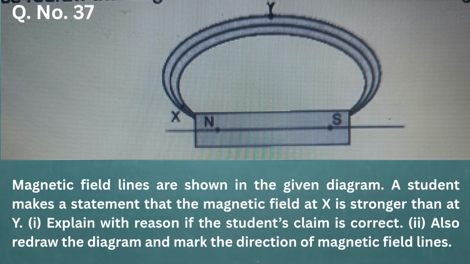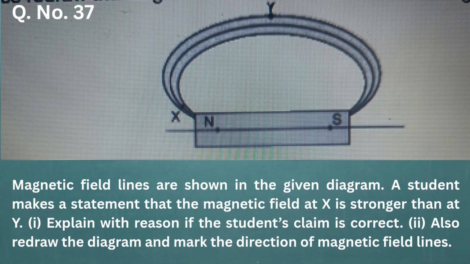Question number 37. Magnetic lines are shown in the given diagram. A magnet having a north pole and a south pole, and the magnetic lines of force are shown, and a point X is given near the north pole and a point Y is shown at the equatorial position.